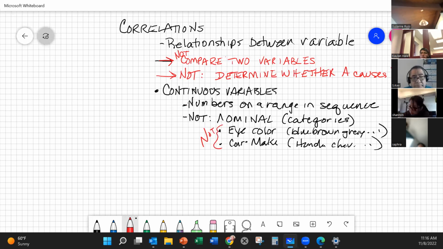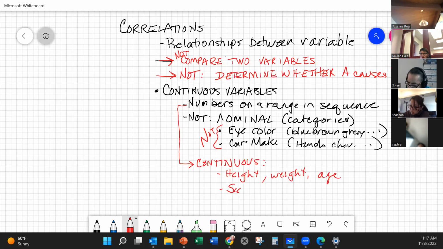Instead, we use continuous variables. Let me draw a line here because I didn't leave space. So continuous is anything that lies on a scale. It can be easy things like height, weight, age, just numbers in sequence. It could be scores on a measure. It could be time spent on something.